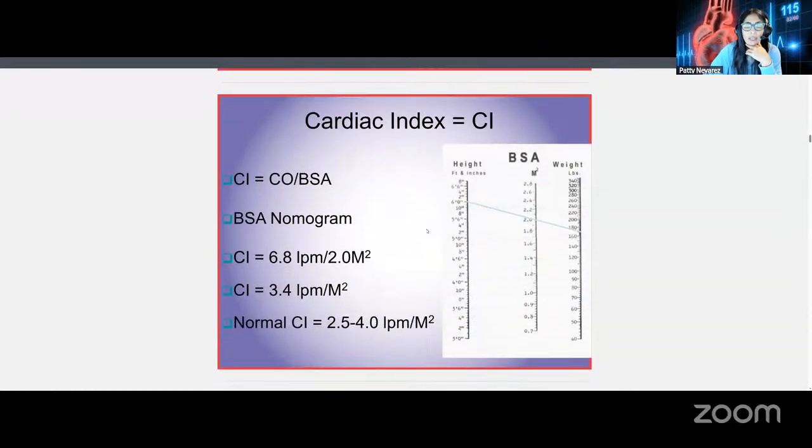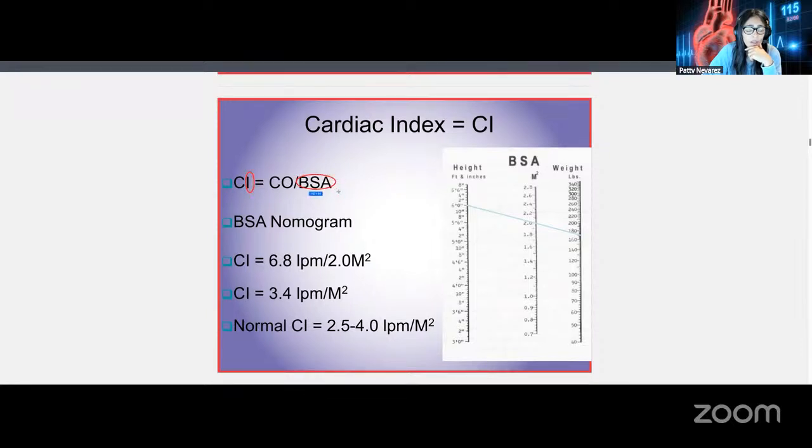Okay, how do we get cardiac index? Like I said before, every time you see index, all you have to do is divide by BSA. In the case of before, we already have established cardiac output, and I have a BSA because I already have my patient's height and weight, so then I'm going to be able to do a cardiac index.